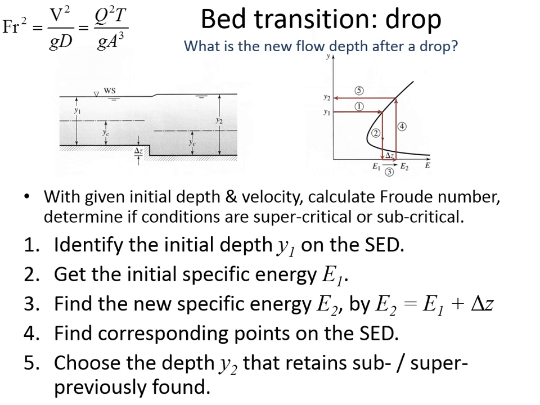If this was our y1, then our y2 would have been a little bit lower than y1. And so if we'd had supercritical flow, then the drop would make the depth even shallower.